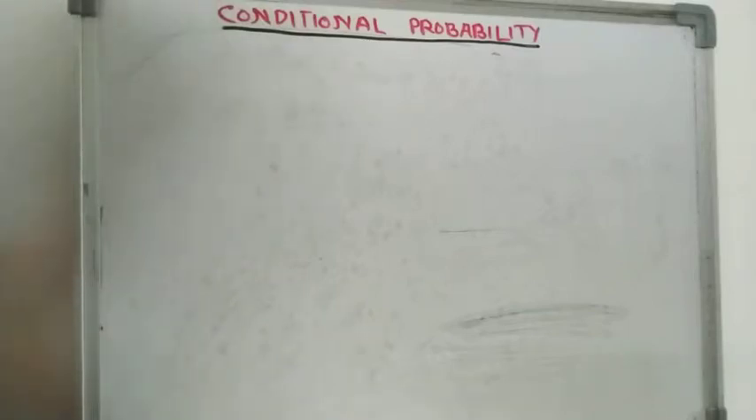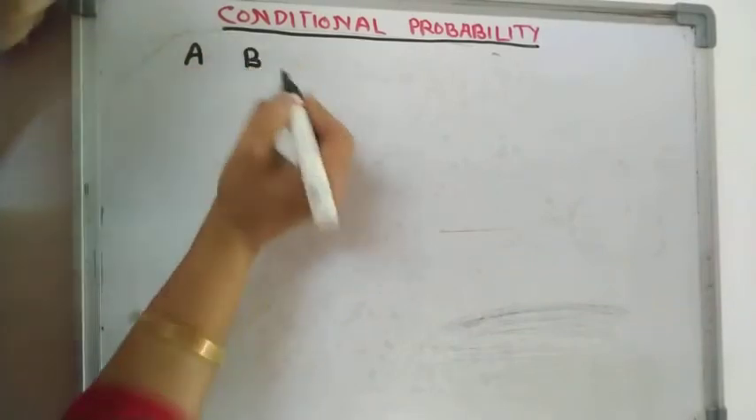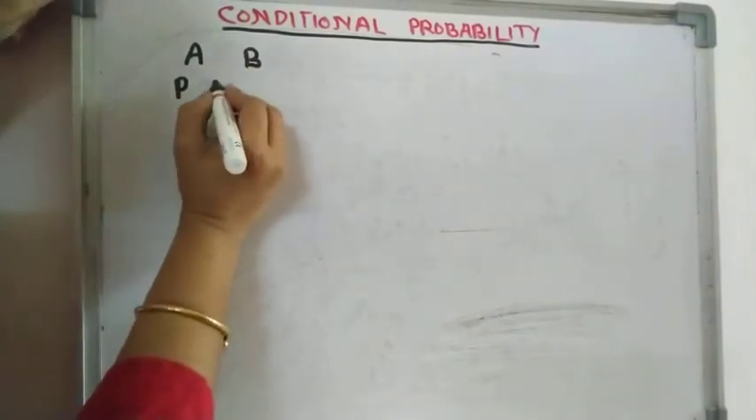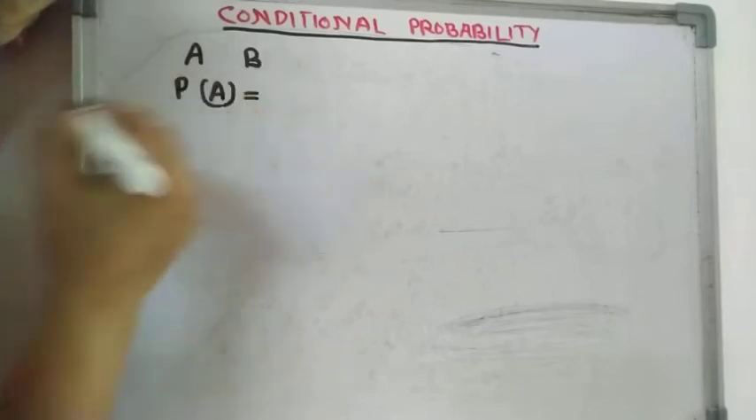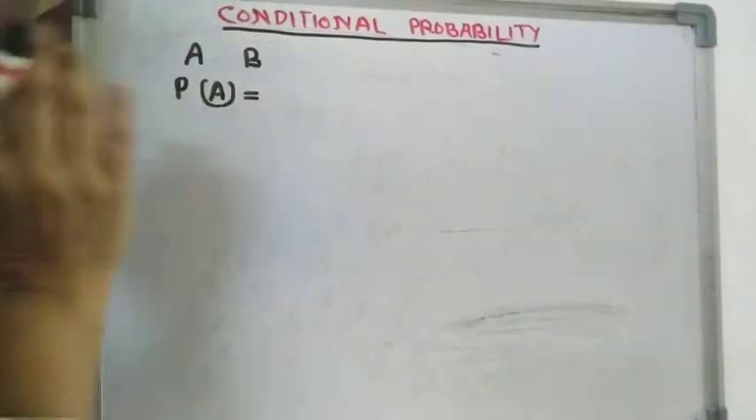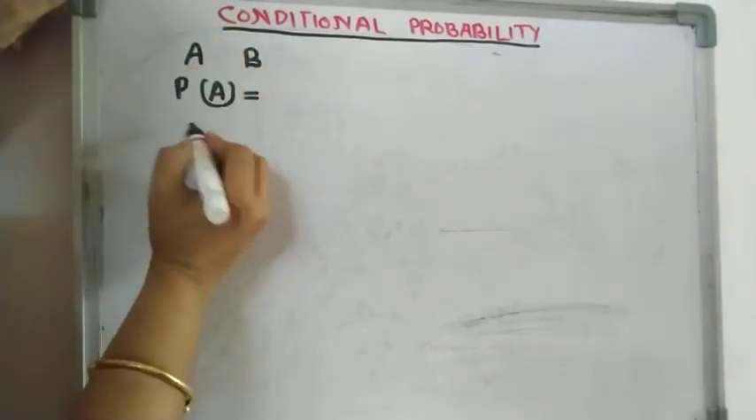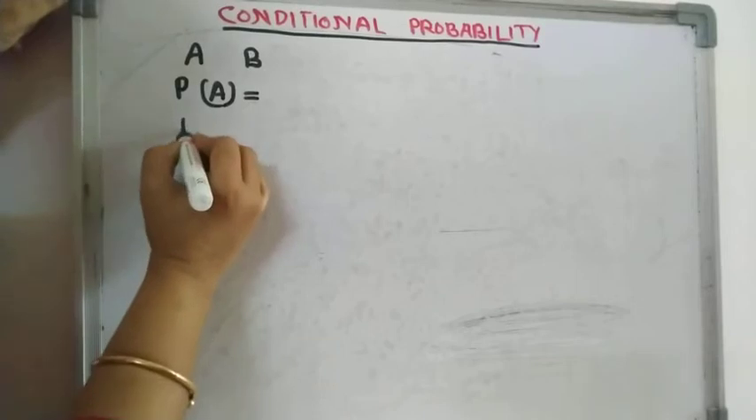Suppose we are given two events A and B. When we are finding the probability of A, it is an unconditional probability. Without knowing anything about B, we are just trying to find the probability of A. So it is an unconditional probability. And conditional probability is denoted in this way.